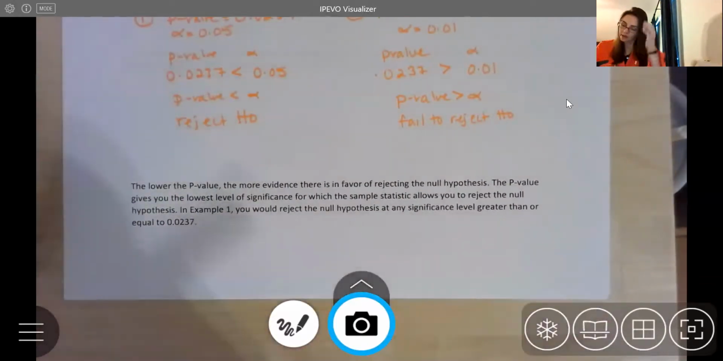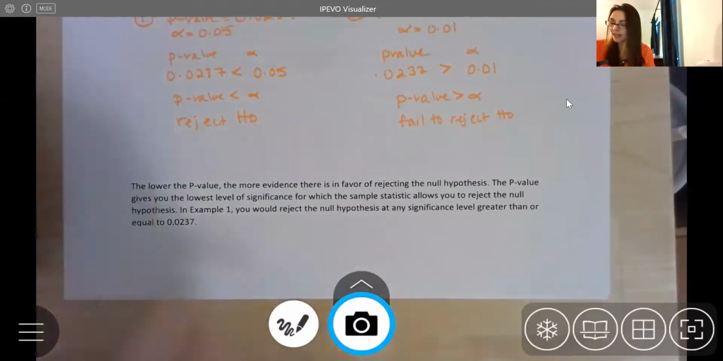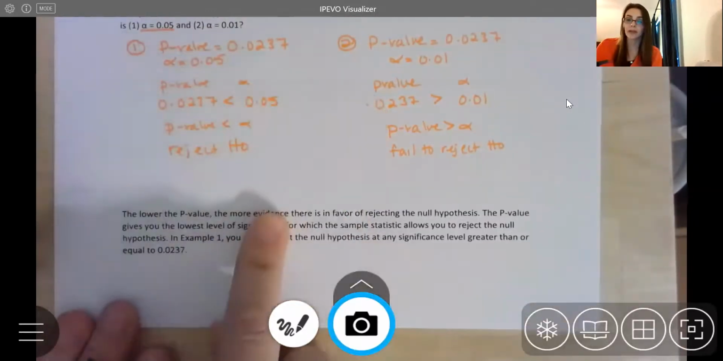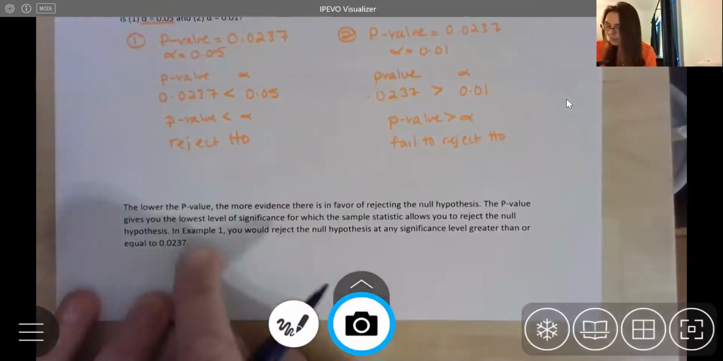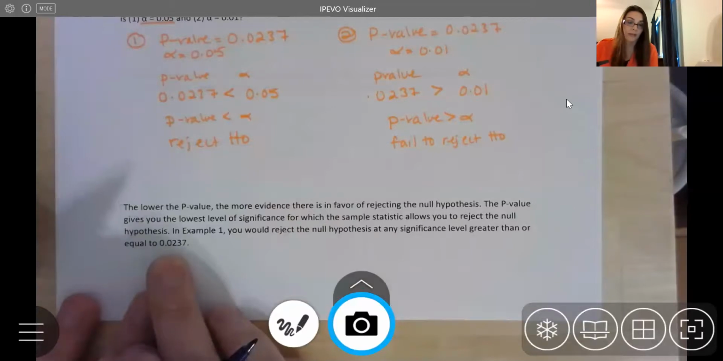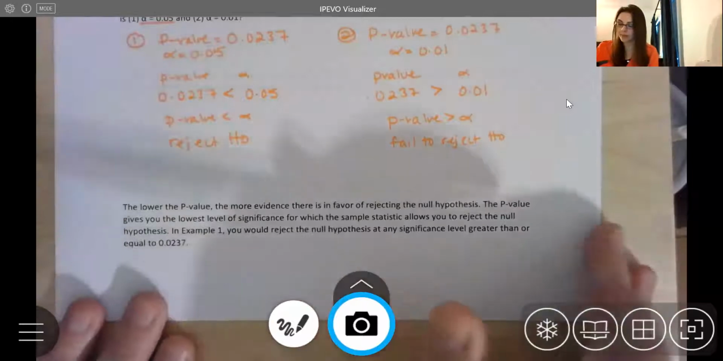So the lower the p-value, the more evidence there is in favor of rejecting the null hypothesis. If the p-value is very, very low, like 0.0001, then choosing the alpha isn't going to matter as much, because 0.0001 is so small, it's going to be less than all your alphas likely. But here, this is still pretty small, right? That would be like 2.37%. But the alpha does matter. It depends on what your cutoff is. So for example 1, we would reject the null hypothesis at any significance level greater than or equal to the p-value, right? So if I chose alpha as 0.01, then I could get a rejection there for the null hypothesis.